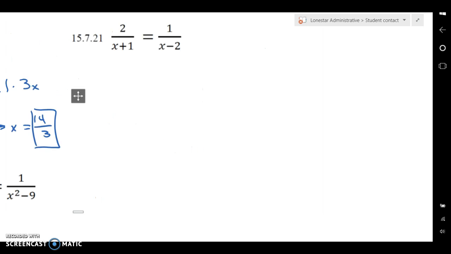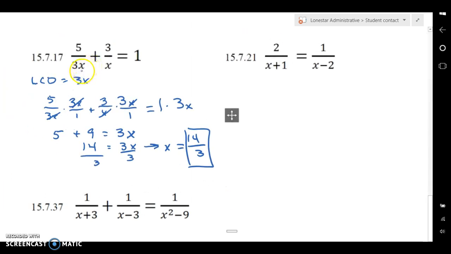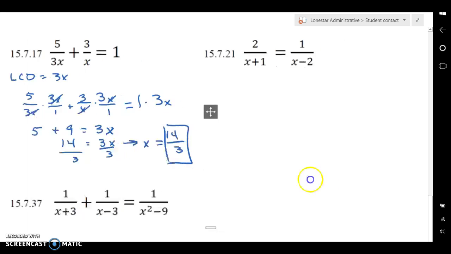In this problem, we have a simple comparison. 2 over x plus 1 equals 1 over x minus 2. You always need to find out what x is not allowed to be when you have an x in your denominator. So, for instance, over here, I didn't do that, but x cannot be 0 because it would make this fraction and this fraction undefined. We found that x isn't 0, so we're all right.